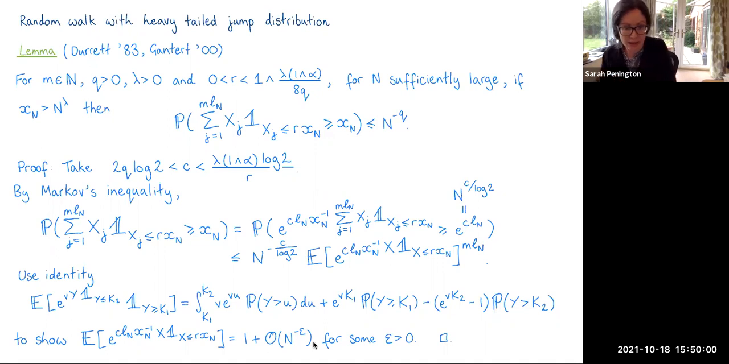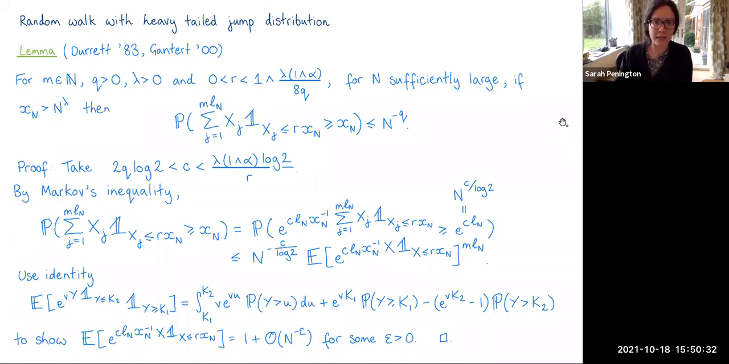And so that means that when we plug it back into here and we put it to the power of m times ln, which is log n, so even to that power, it's just going to be an order of 1 term. And then because c over log 2 is bigger than 2q, we've got n to the minus 2q times something that's of order 1. And that gives us the result that we want when n is large. So that's roughly how we prove this result.